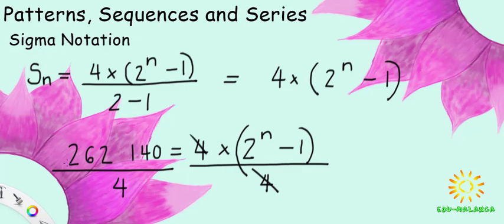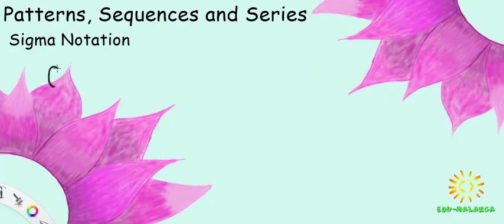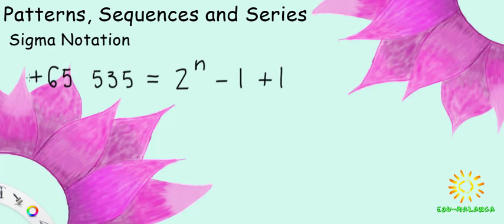If you use your calculator to calculate 262,140 divided by 4, you get 65,535, which should equal 2 to the power of n minus 1. Let's add 1 on both sides now. So we'll add 1 on this side, plus 1, and we'll also add 1 on this side of the equation. We will then have 65,536 equal to 2 to the power of n, because these ones will cancel out.